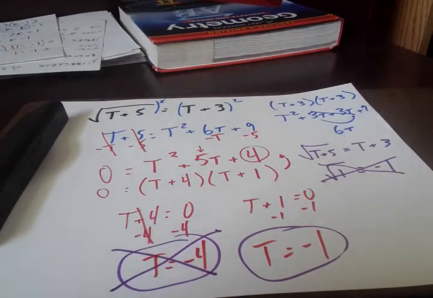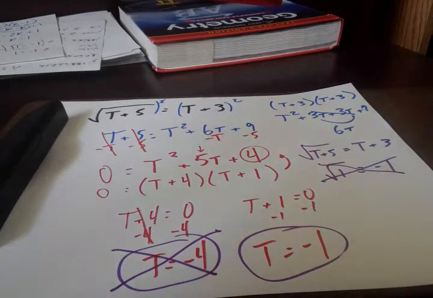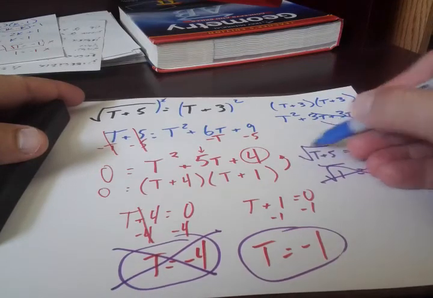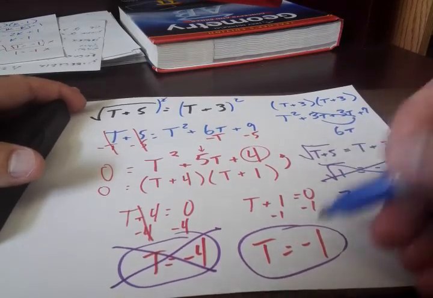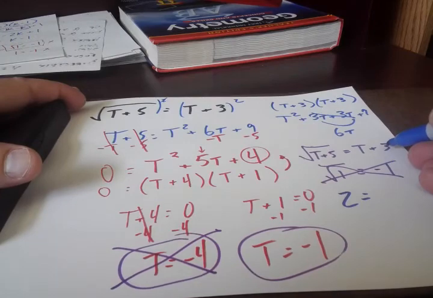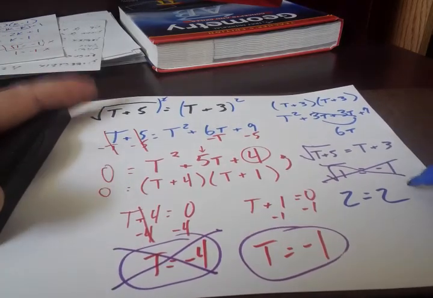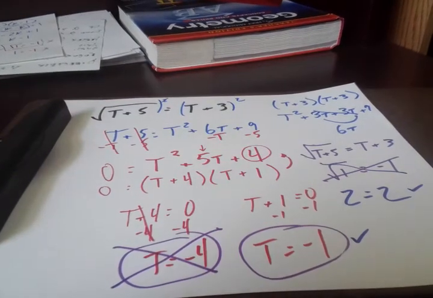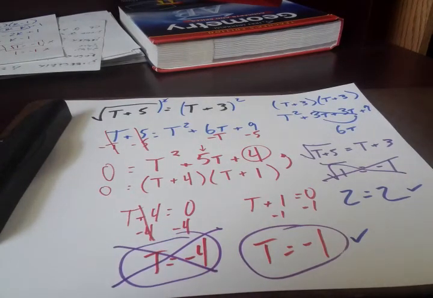Let's check, right, because both of them could be no good. Let's check the negative 1 here. What's negative 1 plus 5? It's 4. Square root of 4 is 2. What's negative 1 plus 3? 2. This one works. Okay, so our answer here is t equals negative 1.